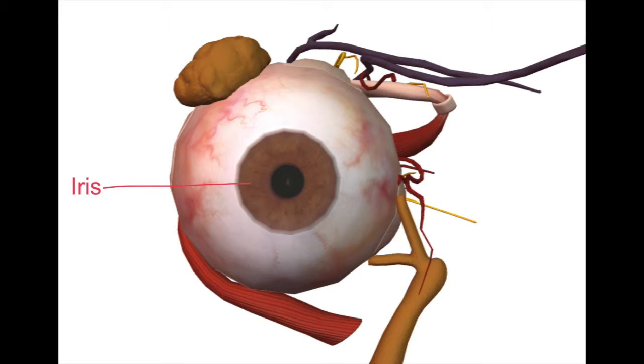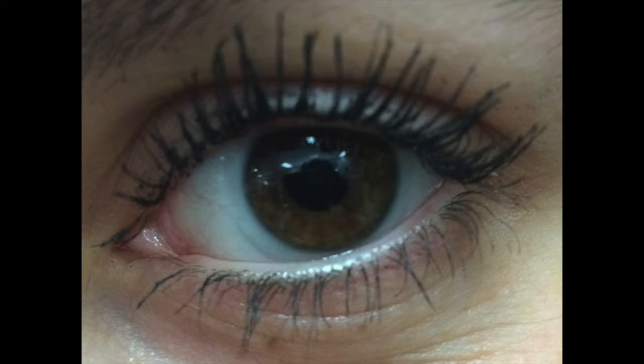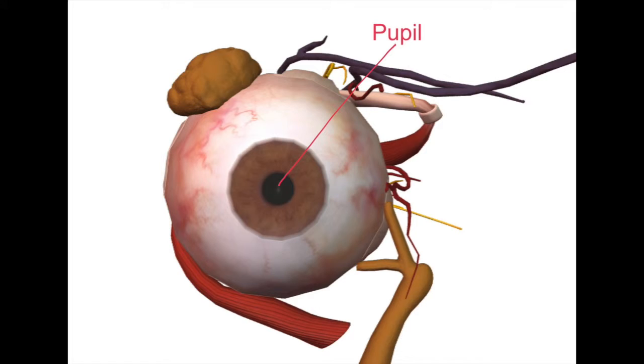The iris, which is the colored part of the eye, is responsible for controlling the amount of light entering the eye. In the center of the iris is a round opening which is known as the pupil. The size of the pupil can fluctuate as the iris has tiny muscles that can either widen or narrow. The pupil controls the amount of light entering the eye.